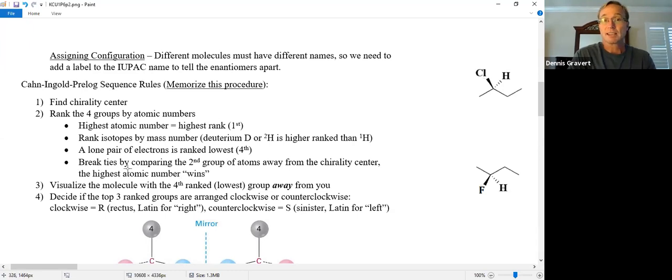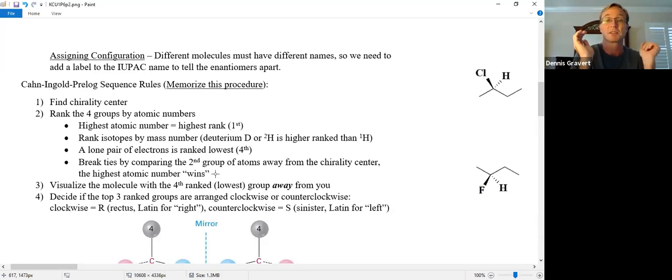Finally, we're going to break ties. This is very common. Let's say you have a carbon-carbon chain, and your chirality center is one of the carbons in the middle. So 2 of the 4 groups on that chirality center, at least, are going to have carbons. And that's an immediate tie. You have a carbon on the left side and a carbon on the right side. So how do we break that tie? You're going to go to the 2nd group of atoms, moving away from the chirality center, and then rank those atoms and see if you can break a tie.